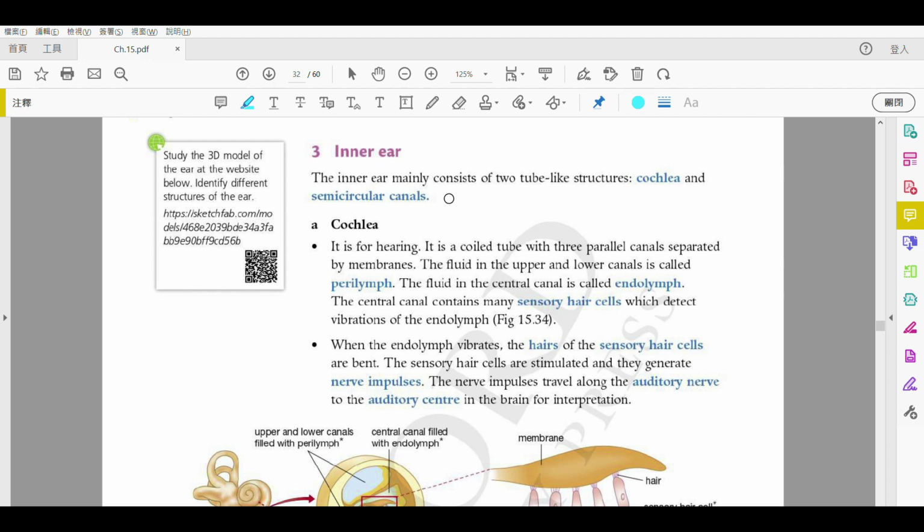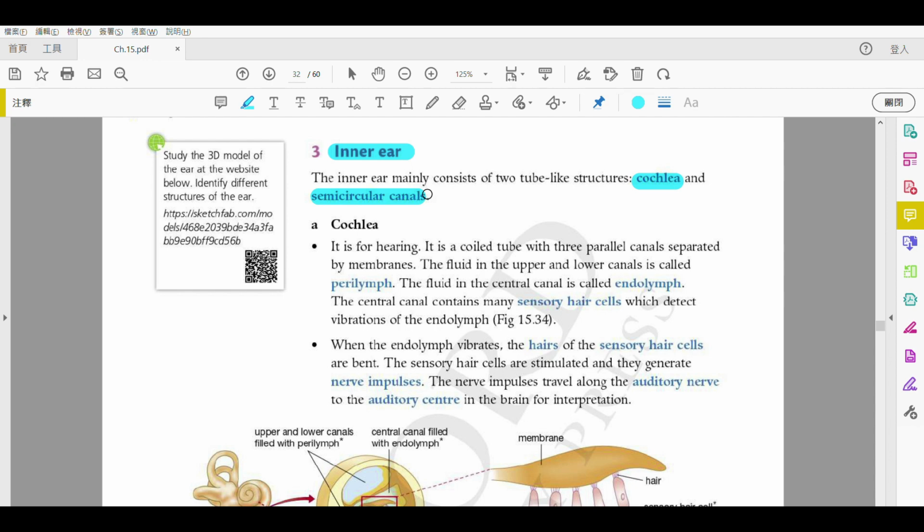Okay, so we're going to continue on the inner ear. And there are two very important structures. One of them is the cochlea and the other one is the semicircular canals. Alright, of course, including our round window, we'll talk about that as well.